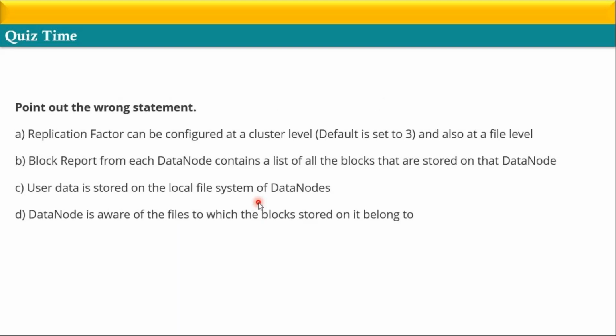Now pick out the wrong statement. Replication factor can be configured at a cluster level. Default is set to 3 and it can also be set at a file level. Block report from each data node contains a list of all the blocks stored on the data node. User data is stored on the local file system of the data node, and the data node is aware of the files to which the blocks stored on it belong. Which one is the wrong statement?